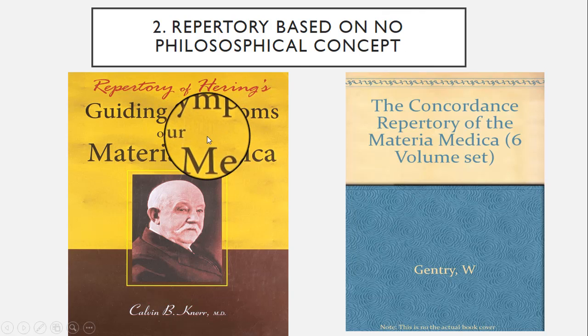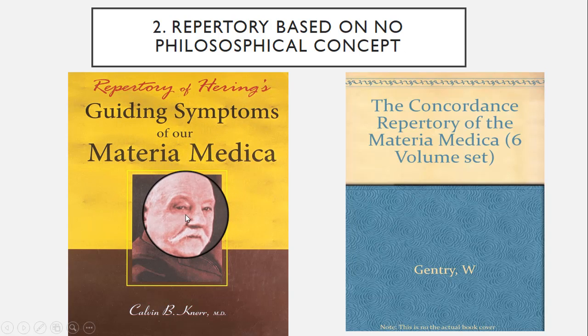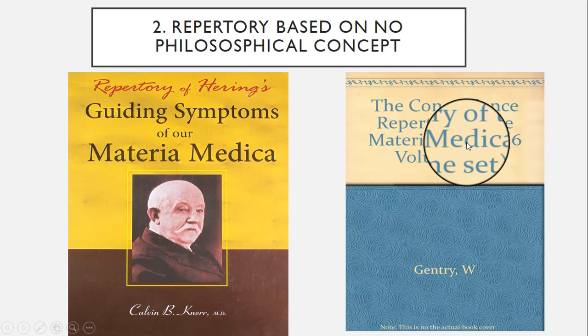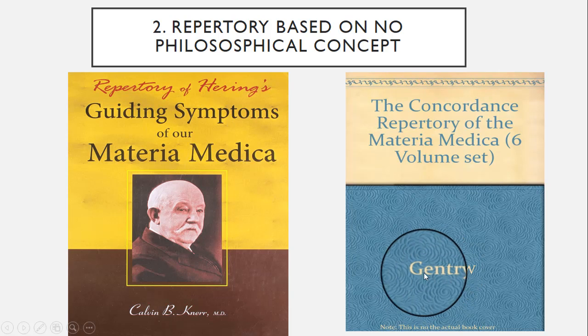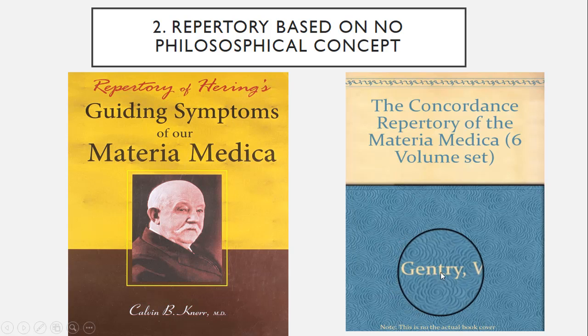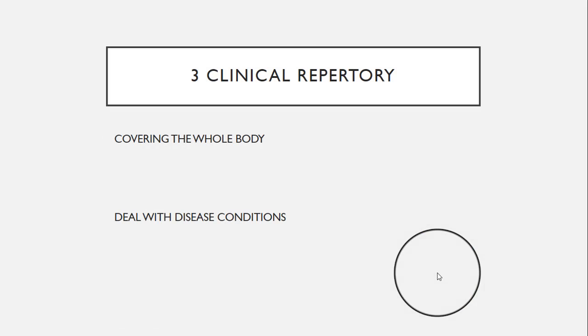The examples you can see here on the screen. First one is Nur repertory, and the second one is Concordance Repertory of Materia Medica by Gentry, or simply you can say Gentry repertory. So these are the examples of repertories which are based on no philosophical concept. So this was all about the second repertory.